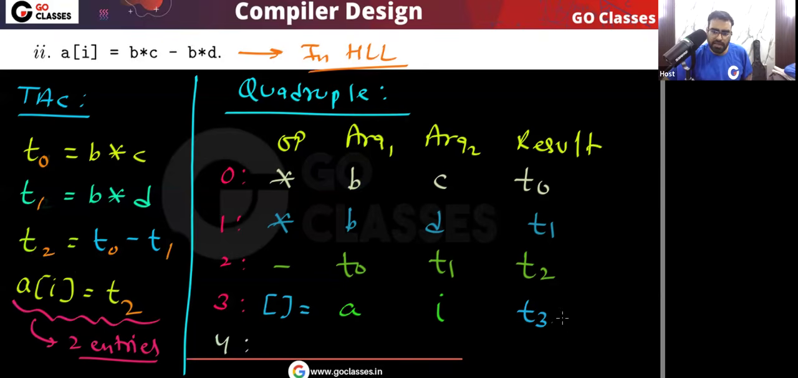What is the next entry? In this location you will put the value t2. The operator will be assignment, because in the second entry you are putting the value t2 in t3. For the second entry, the operator is assignment, the argument is t2, there is no second argument, and the result is t3. So this is the quadruple representation. I hope you understood.